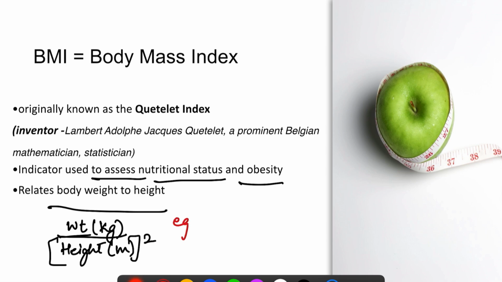For example, if a man has a weight of 70 kg and his height is around 1.75 meters, then it is calculated as 70 divided by 1.75 squared, and it comes to approximately 22.9.